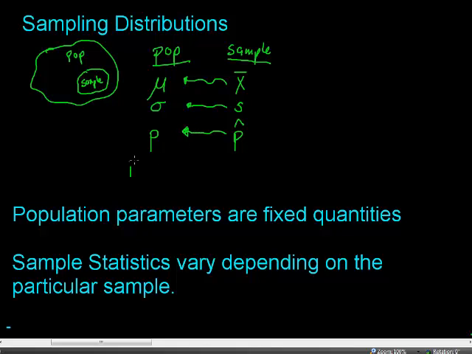So population produces what we call parameters. And like I said here, population parameters are fixed quantities. So somewhere out there is the true average length of a great white shark with a standard deviation. Somewhere out there is the true proportion of United States citizens that wear their seatbelts. And samples create what we call statistics.